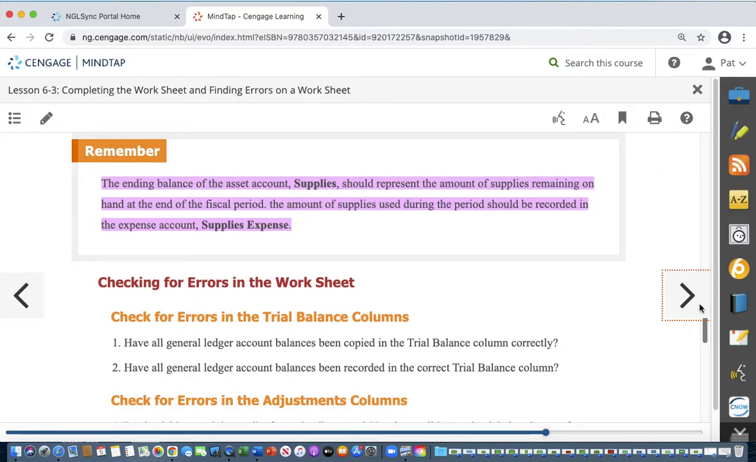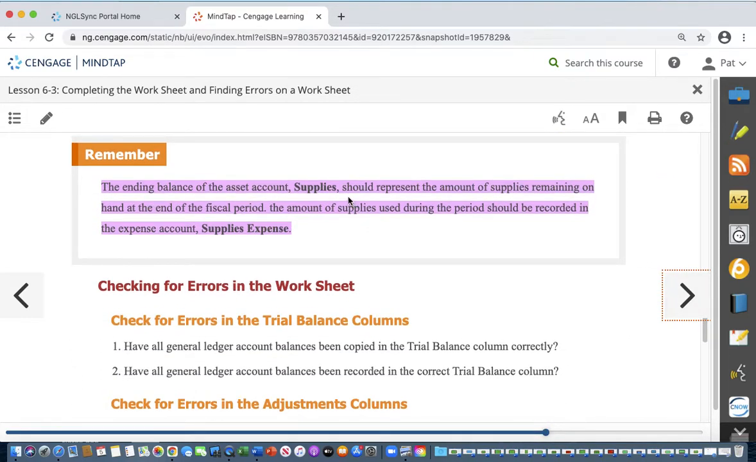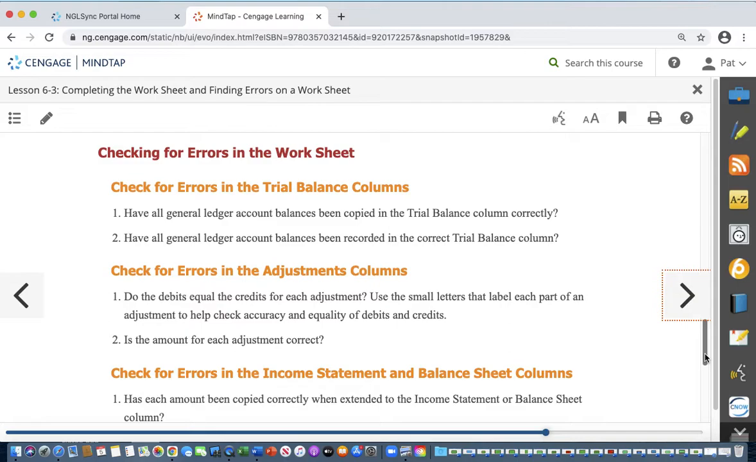The rest of this is just a reminder about supplies. It's out of order. But the ending balance of the asset supplies should represent what's on hand at the beginning of the next fiscal period. Supplies expense, once again, represents what was used. Okay? And then these are just some questions.